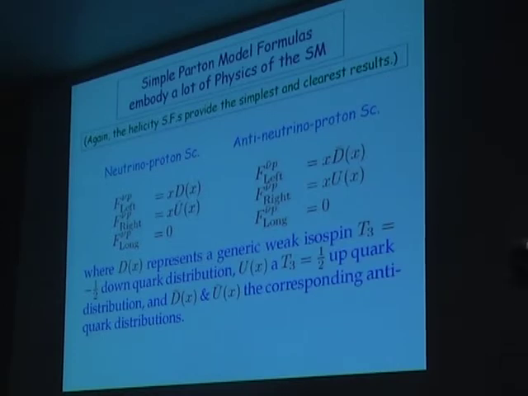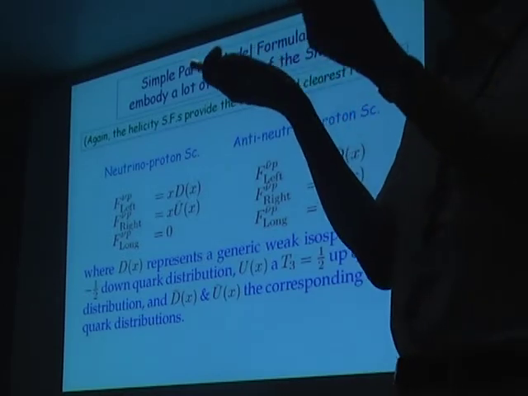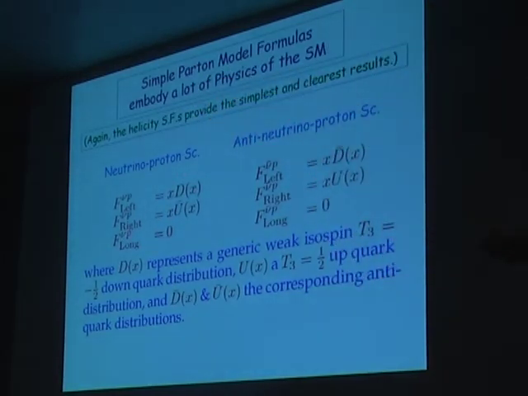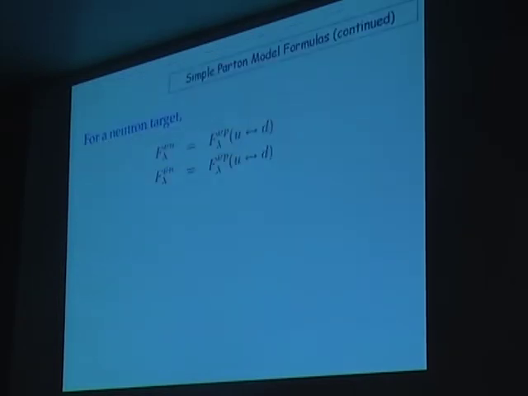So, in fact, you don't need to do any complicated calculations. This is a rule of thumb that gives you all the results. Again, this only happens when you use the helicity language. That's all for protons. For neutrons, of course, all you do is to interchange the U quark with the D quark and leave the charm and strange and so on alone.